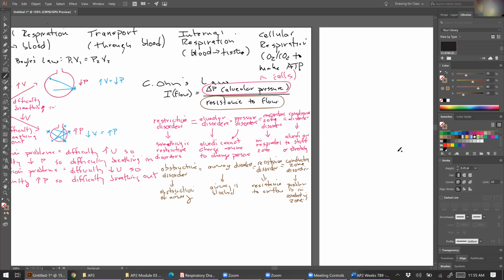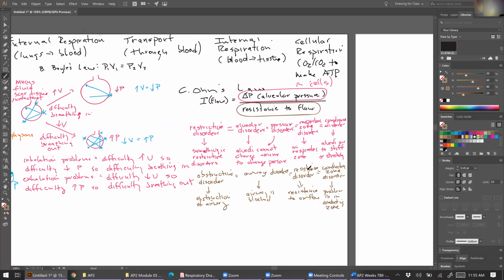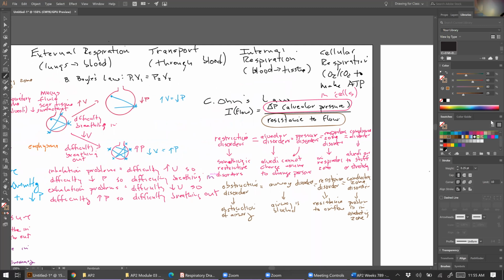I'm realizing that it would have been nice to be a little bit redundant. I don't know if you can squeeze it in somewhere, but these guys here would have been mucus, fluid, scar tissue, and decreased surfactant. Those are all restrictive zone disorders. And then the main one here would have been emphysema. There's more, obviously.